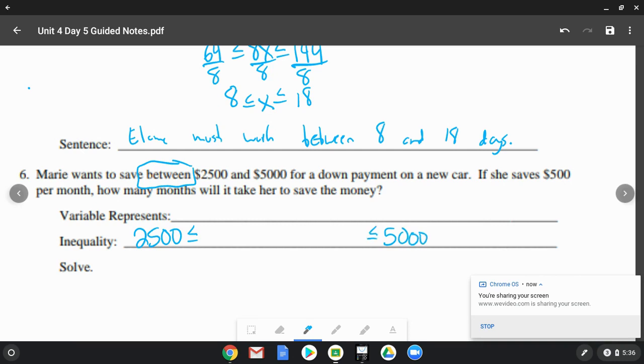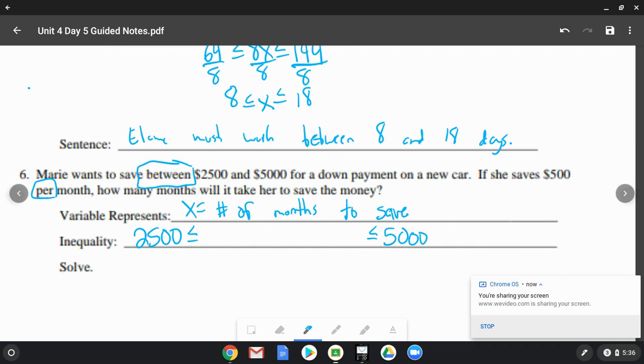So those are the two numbers we're going to put down with the less than or equal to signs in between them. It says if she saves $500 per month, there's that per word again. How many months will it take her to save the money? So what are we looking for? Well, we're looking for number of months, right? We'll say number of months to save, maybe. I think that's more specific based on what it's asking.